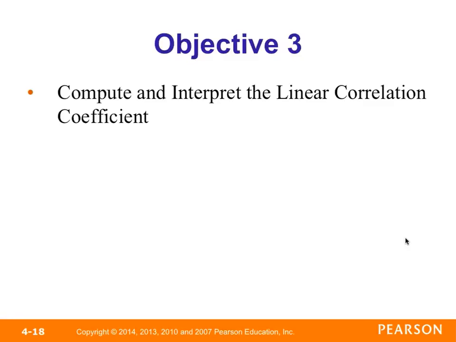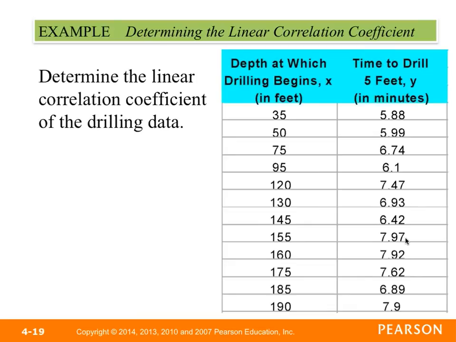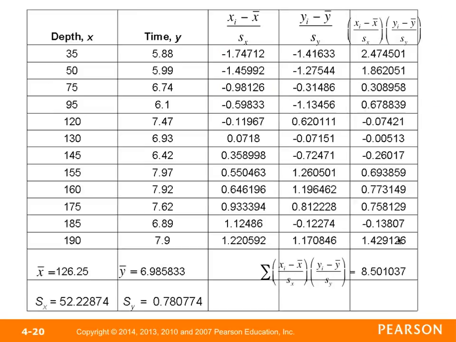All right, so in order to compute and interpret the linear correlation coefficient, we have to have some data. So we take our x's and our y's, and we want to set up a table. Now, there's really no reason to not do this in Minitab, Excel, or some other type of statistical tool, maybe your calculator even.